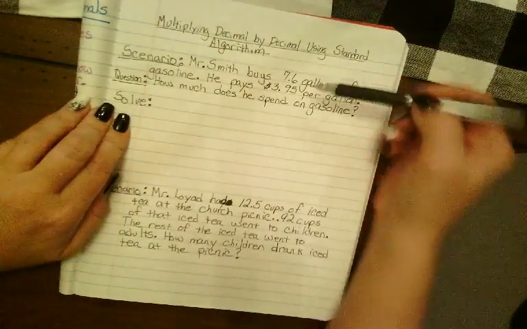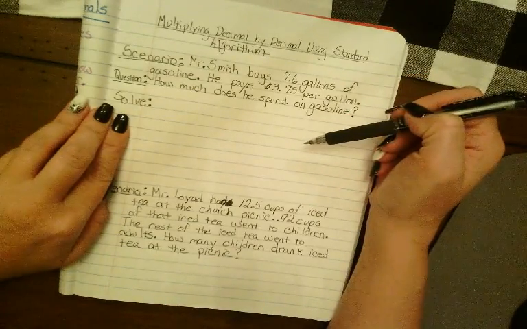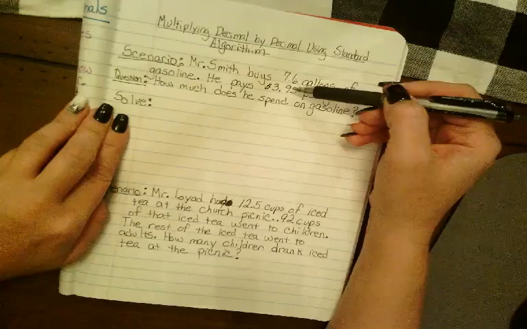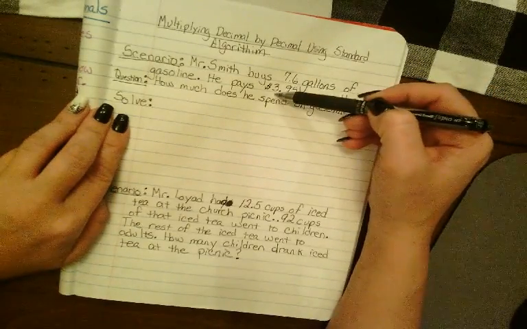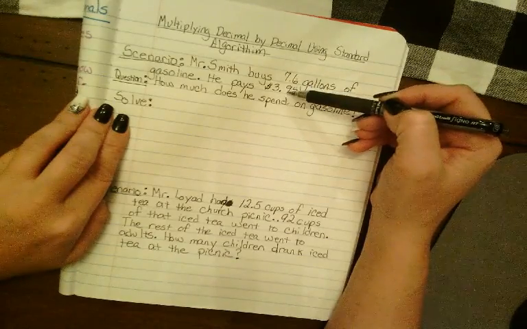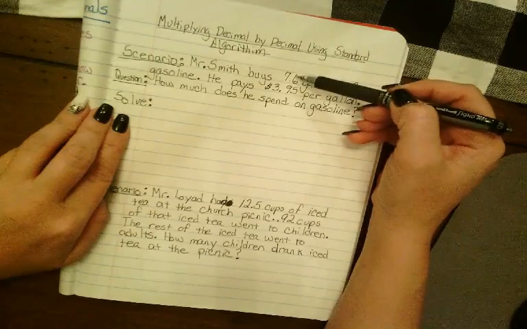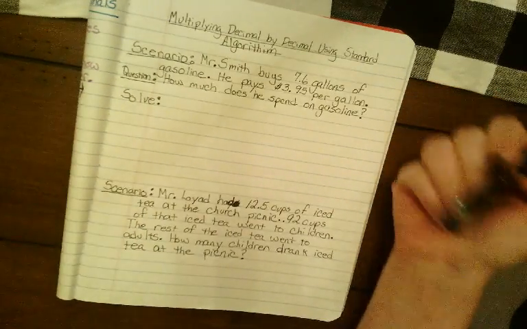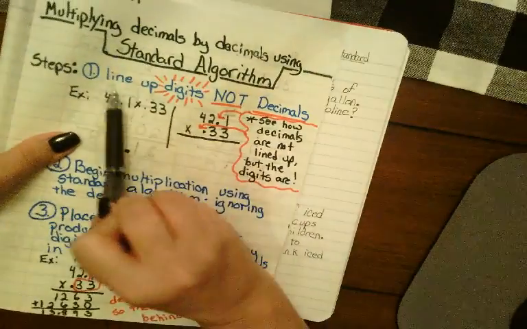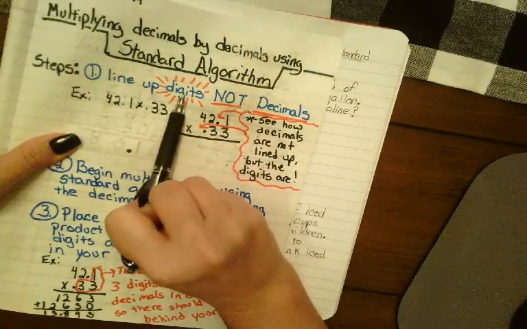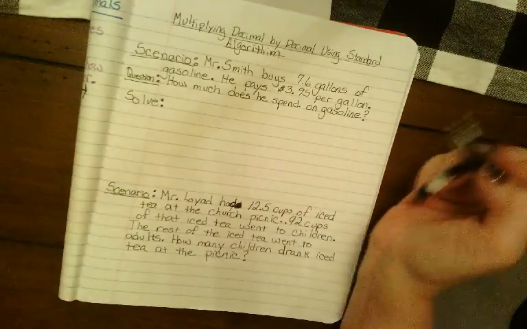So I could take 7.6 and I could add it 3.95 times, but I might be able to add it 3 times, but what about the 0.95 times, right? This is where multiplication is very handy. If we remember our steps, all right, our steps tell us, ding, ding, ding, remember, line up digits, not the decimal, okay?